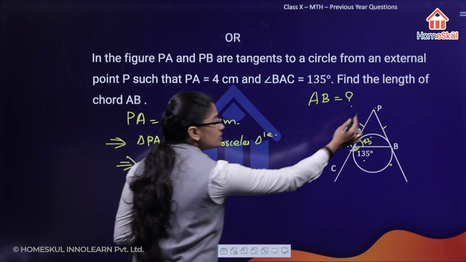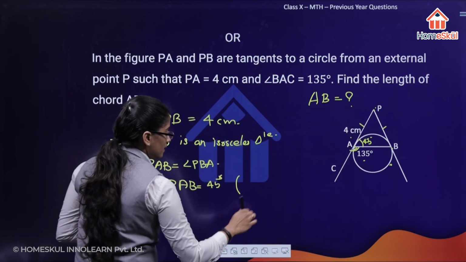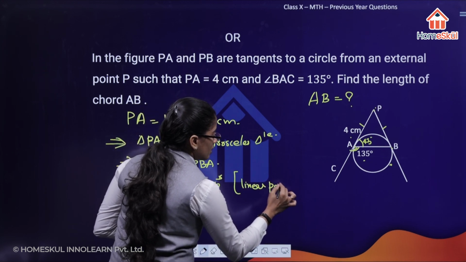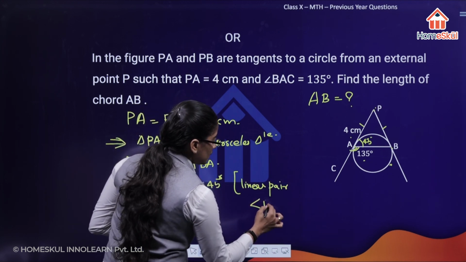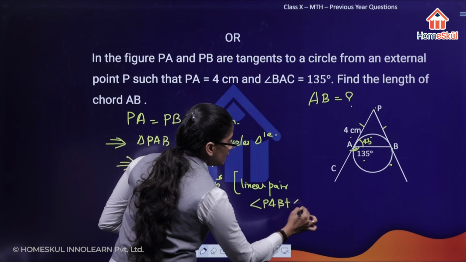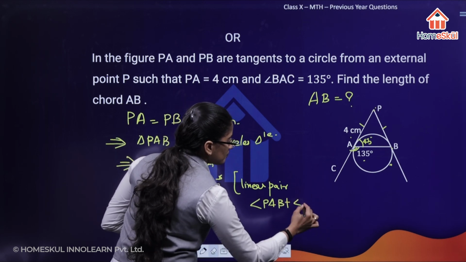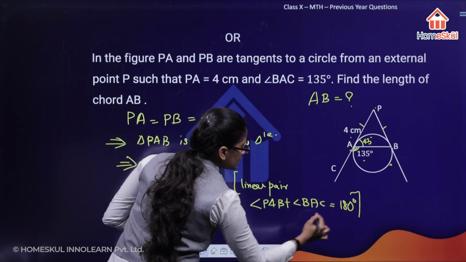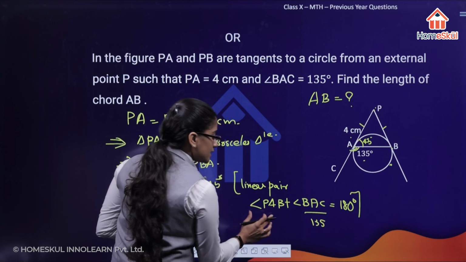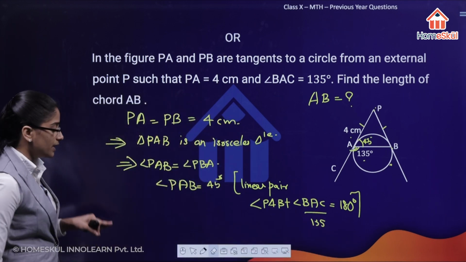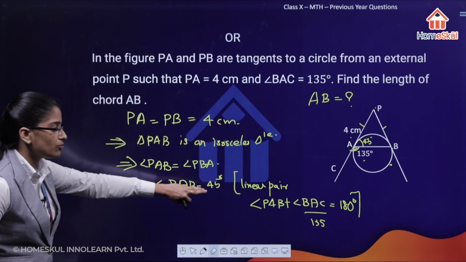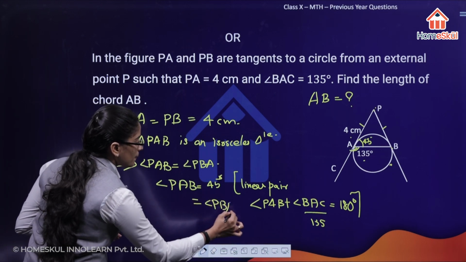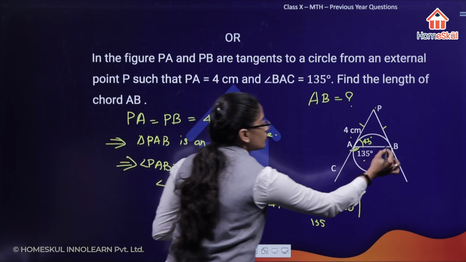PAB is equal to 45 degrees. Why? Using linear pair, right? How? Because angle PAB plus angle BAC is equal to 180 degrees. It is given that this is equal to 135 degrees, right? That means angle PAB will be equal to 45 degrees. Now we are getting angle PAB is equal to 45 degrees, which will also be equal to angle PBA, right? PBA will also be equal to 45 degrees.